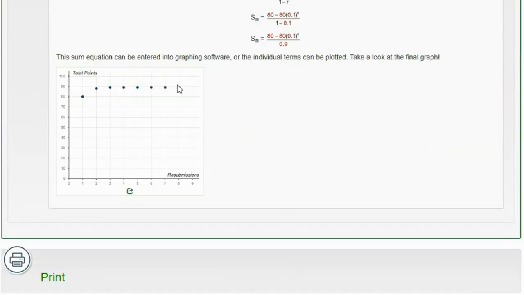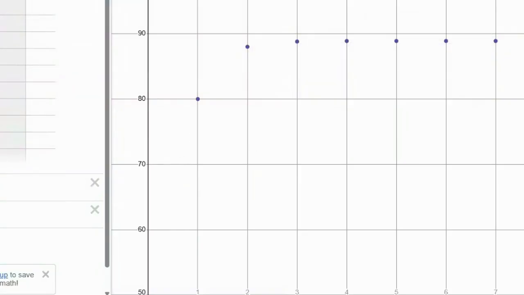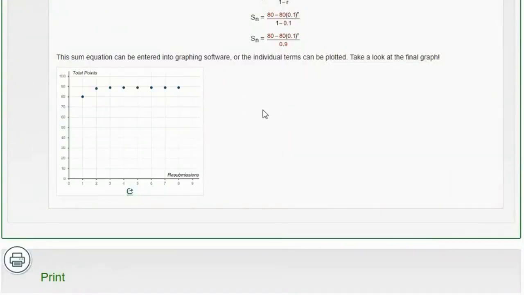Yeah, there it is, just like ours. It levels out right there. Same graph.